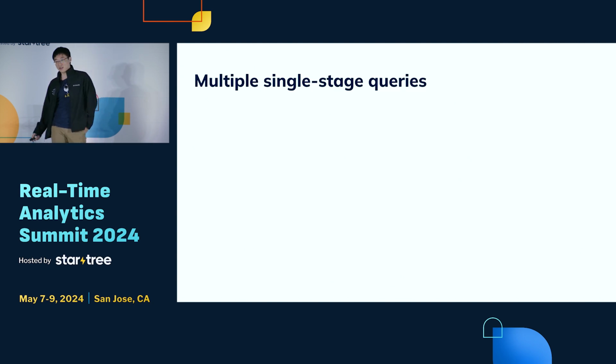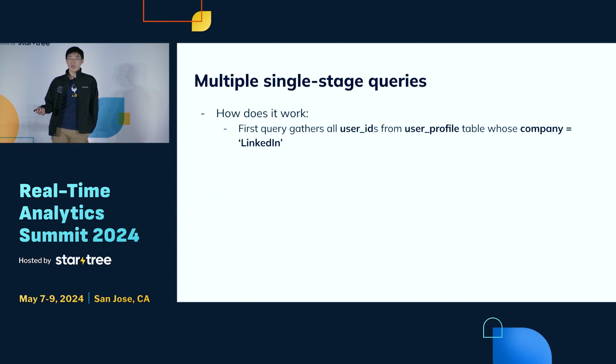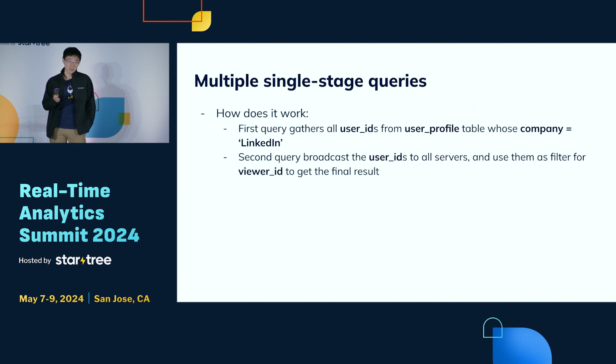Okay, then we tried another approach, multiple single-stage queries. How does it work? So the first query is similar to lookup, but I want to do the lookup step at runtime because I don't really want to replicate all the data. So I first send a query to the user profile table to get all the user IDs that match my filter, company equals LinkedIn. For the second query, I'll broadcast the result of the first query to all the servers, and then use them as a filter on viewer, to filter the user views table, and then get the final result.